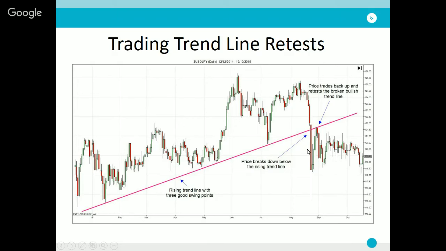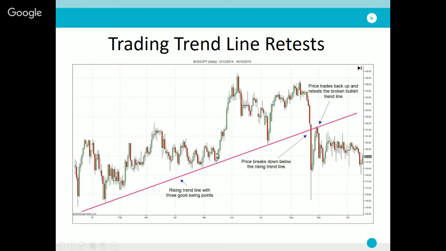lower. So this is a fantastic opportunity, and the great thing about using trend lines in this manner is that they can really help us to identify key turning points in the market, because essentially what we're seeing here is a potential change in trend.